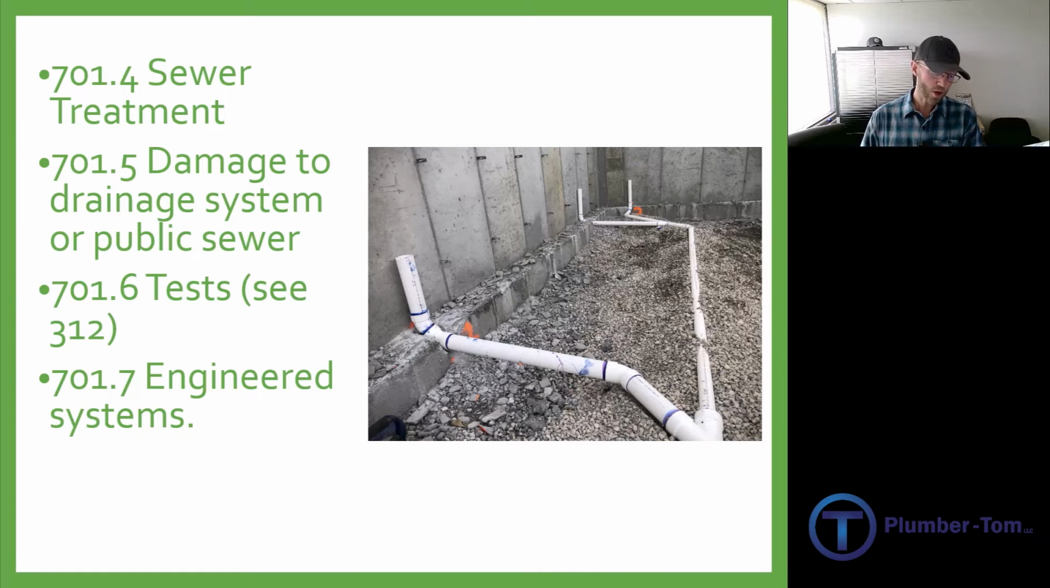701.4 talks about sewer treatment. It says sewage or other waste from plumbing systems that is deleterious to surface or subsurface waters shall not be discharged into the ground or into any waterway unless it first has been rendered innocuous through subjection to an approved form of treatment.